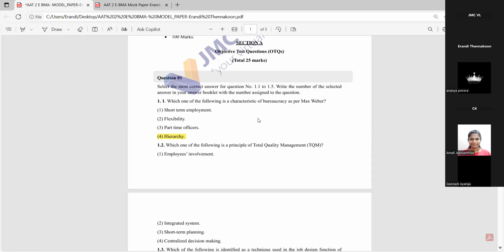And also employment. When it comes to employment, it is based on technical qualifications, not on personal favoritism. It avoids those personal favoritisms. And these kinds of characteristics are there. You can read this in your PPT also. So hierarchy is one of the characteristics of bureaucracy. Got it? Shall I move on to the next?